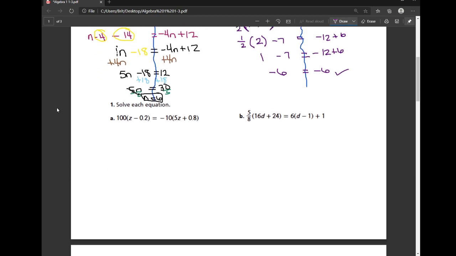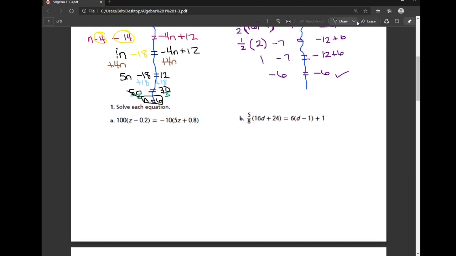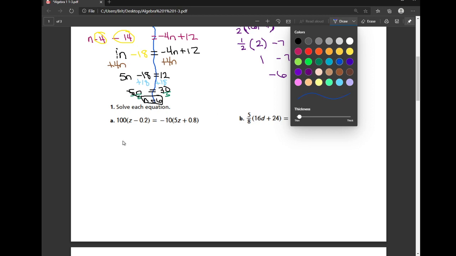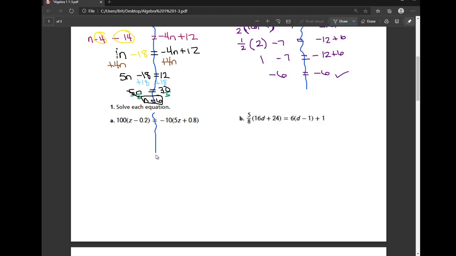Alrighty, so now this part here is the try-its. So I'm going to go ahead and pre-draw my rivers.